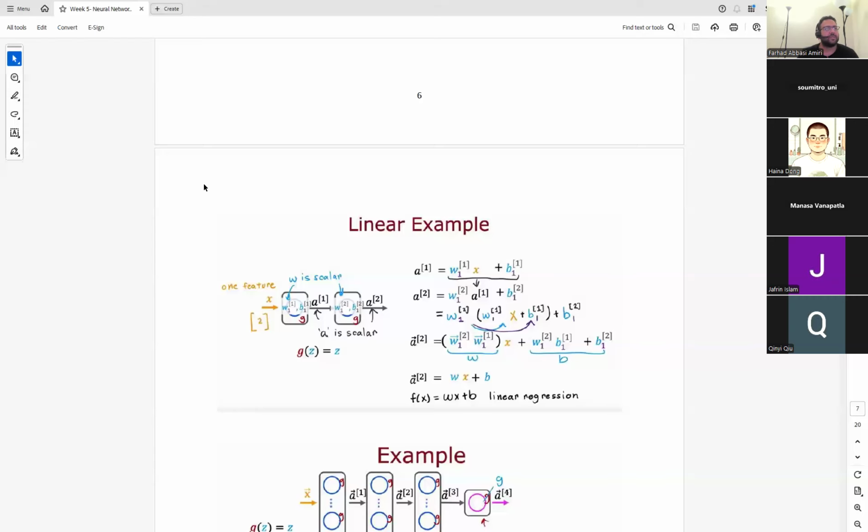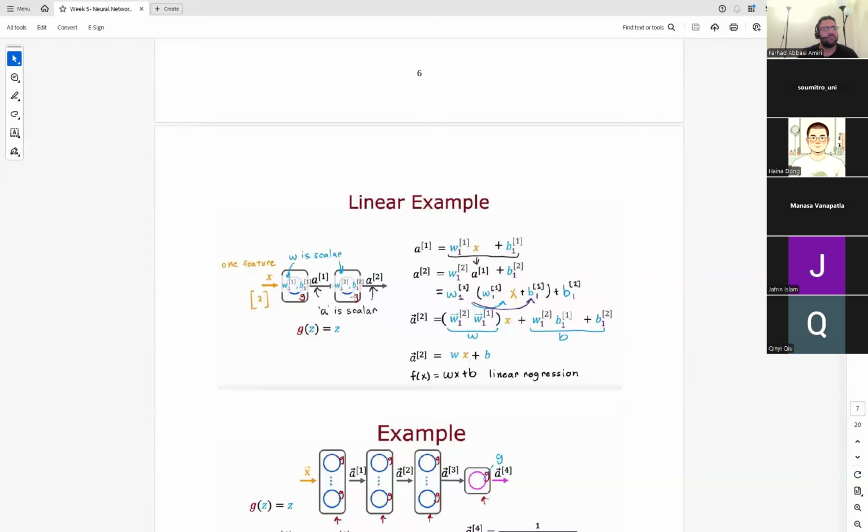For the sake of simplicity, consider this simple neural network structure: input X, the hidden layer, and the output layer, with just one unit in each layer. The first node calculates with model parameters W11 and B11, and the output layer unit has model parameters W21 and B21, right?